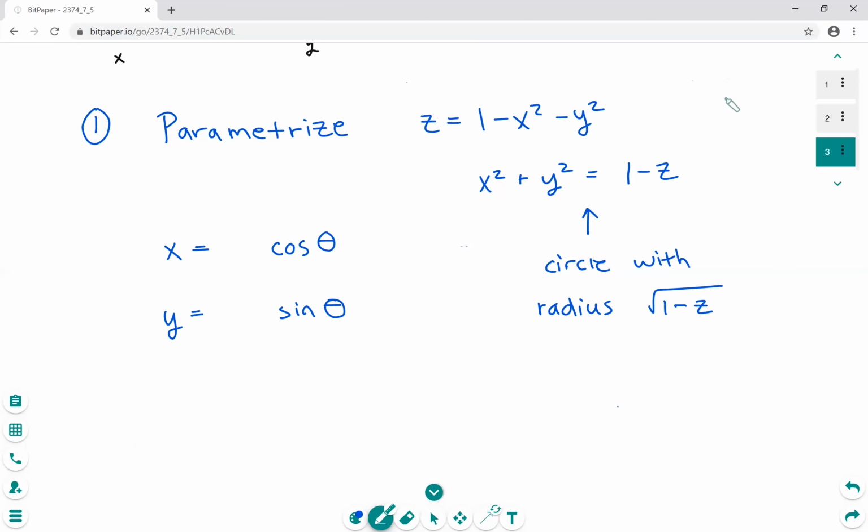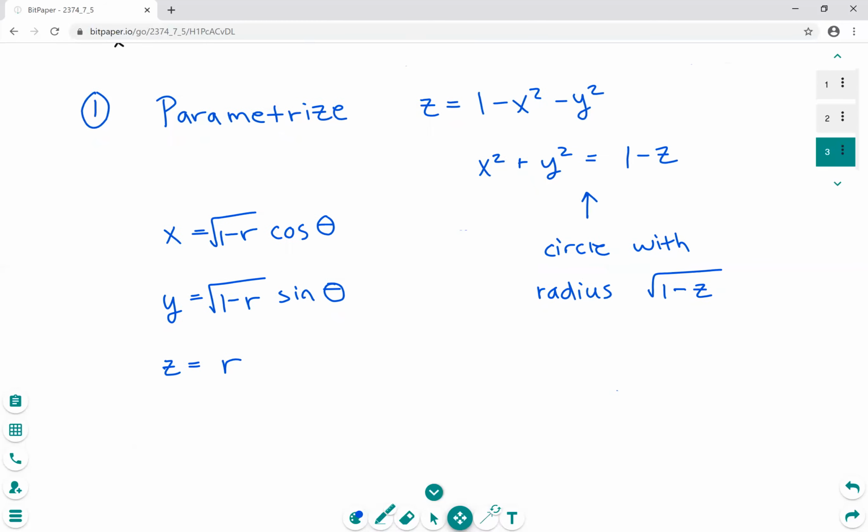So what we're going to do is we're going to let z equal our other parameter. So maybe we call it r. R because it's what determines the radius of the circle. And now the radius is square root of 1 minus r. So y is square root 1 minus r sine, and x is square root 1 minus r cosine. So this is the parameterization we're actually going to use here.